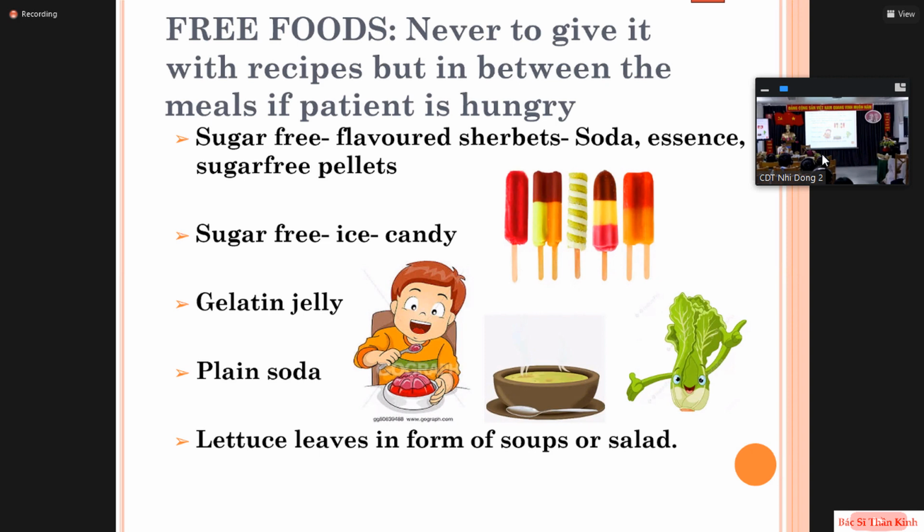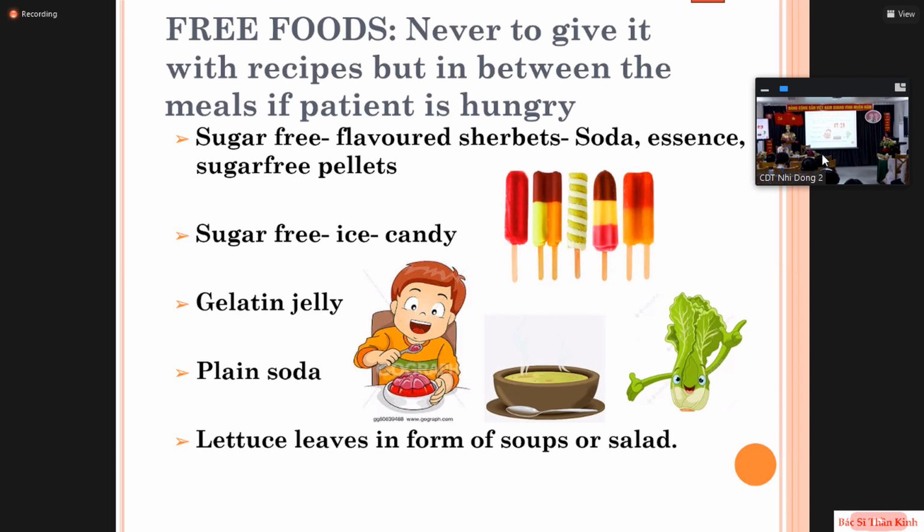So we use sugar-free flavored sharbats. We can use sugar-free sweeteners. We use erythritol. We use stevia. We use monk fruit. Okay. To sweeten the sharbats or the sodas. We also add essence to that. So you can add different flavors like orange or lime.